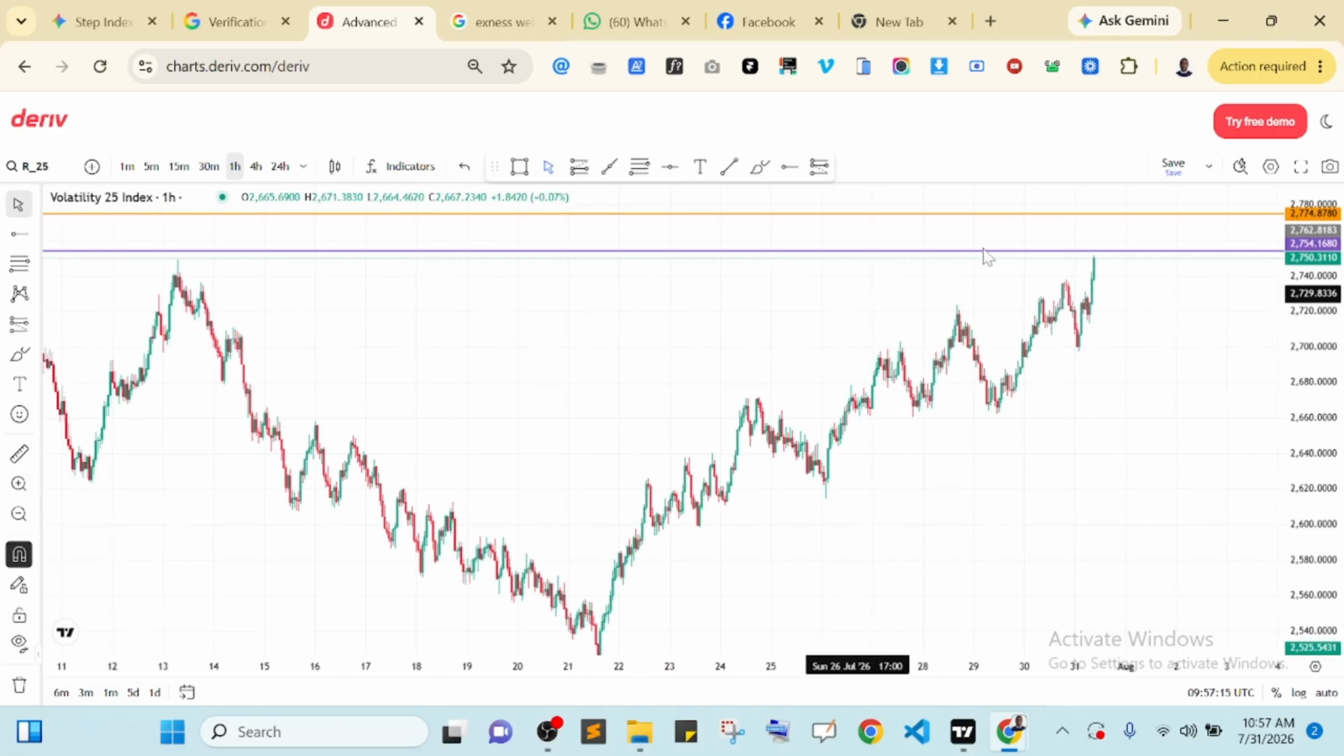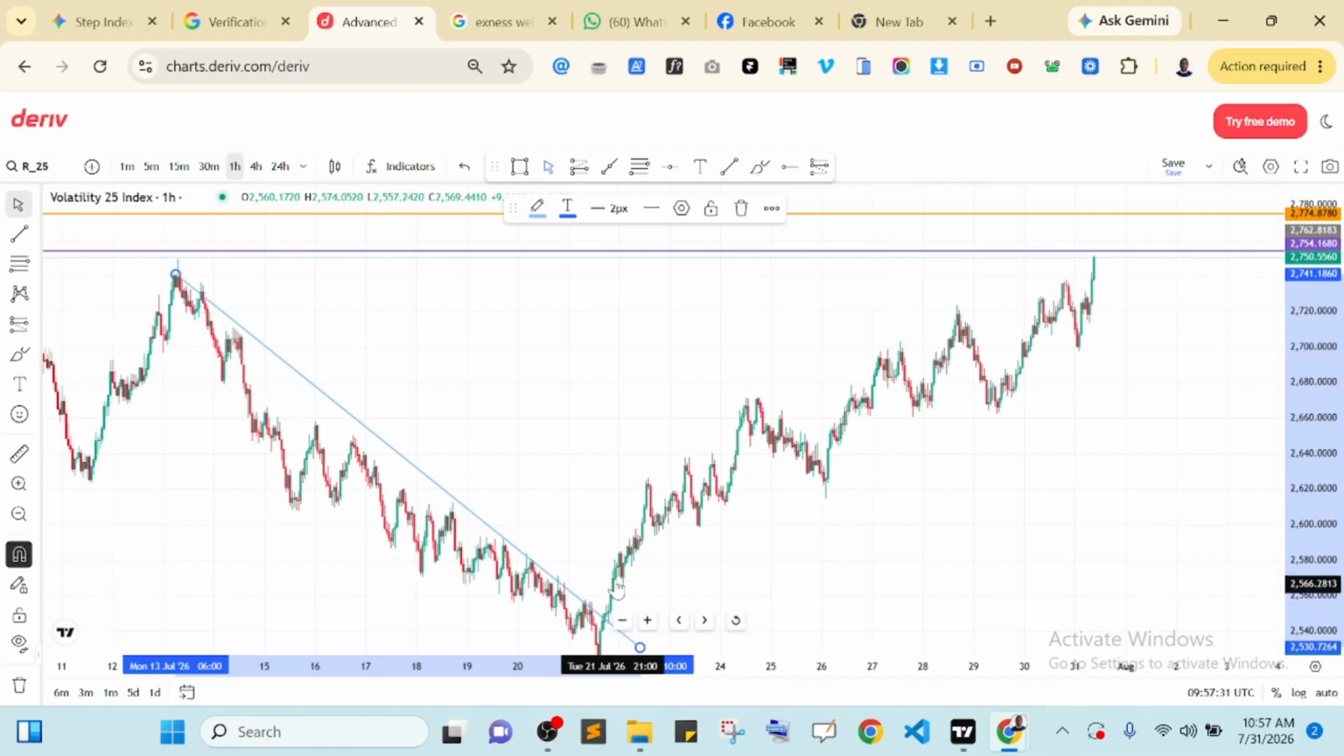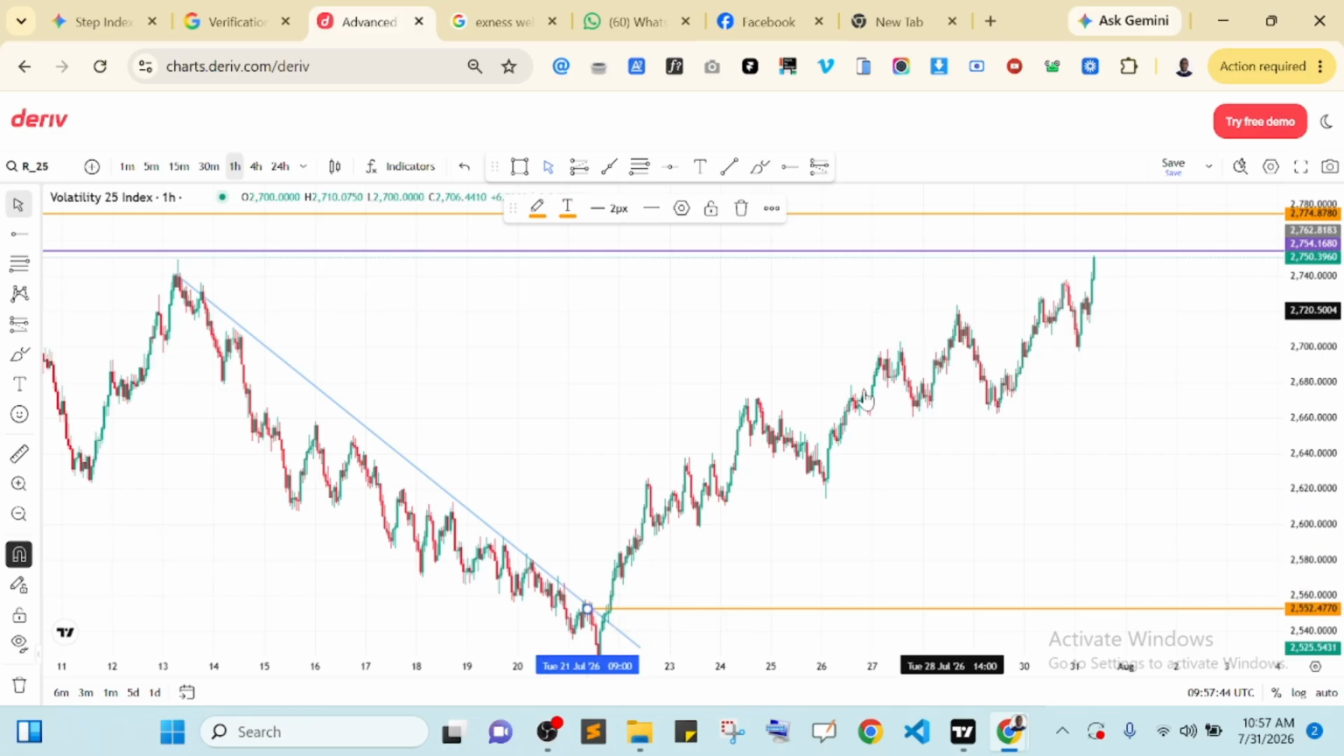Okay, now if you pay attention to this level, you can see that this place is bearish, and if you use your trend line, you can see that this market broke this level. There's a change of character here at this level, then the market kept on pushing up.